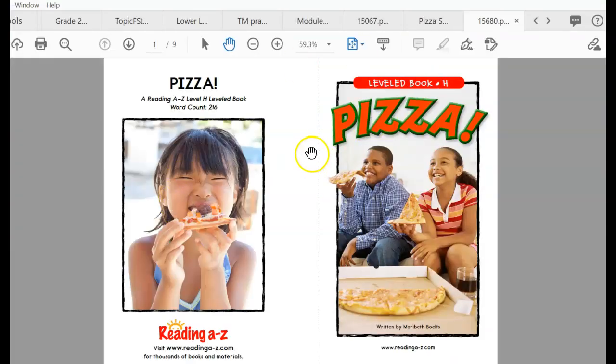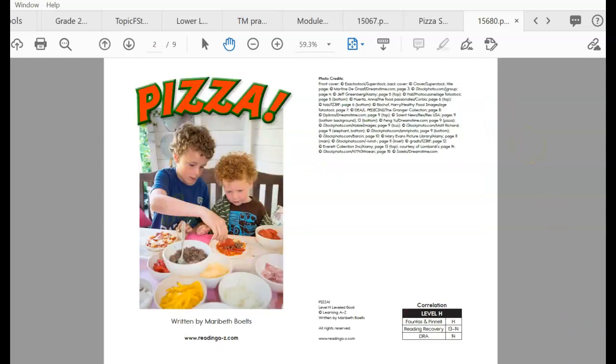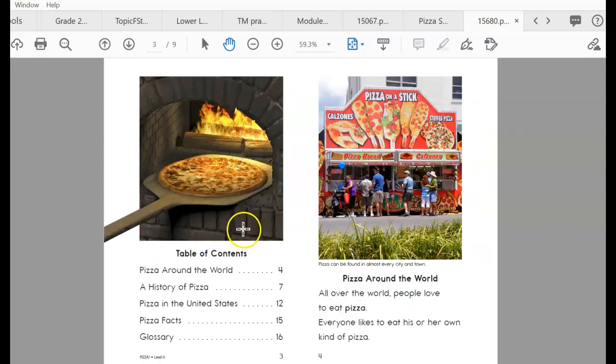This book is called Pizza, obviously, and I'm just going to show you a couple pages. Here's that table of contents. I'm going to use it because I actually would like to see only a history of pizza. So I can see here that it's showing me history of pizza on page 7. I'm going to skip to page 7.